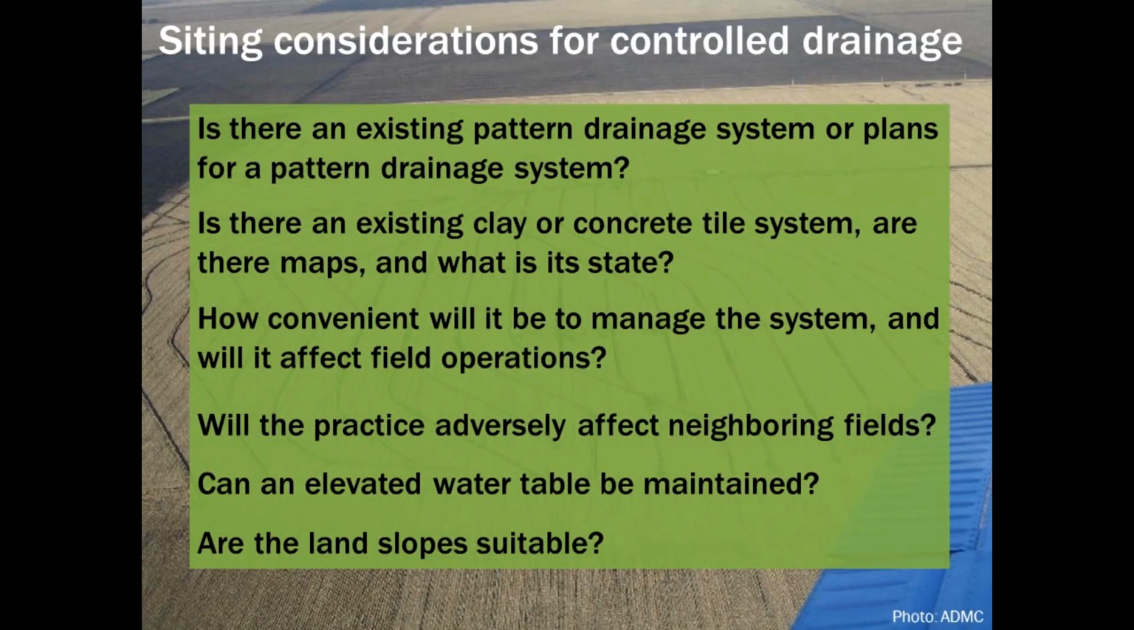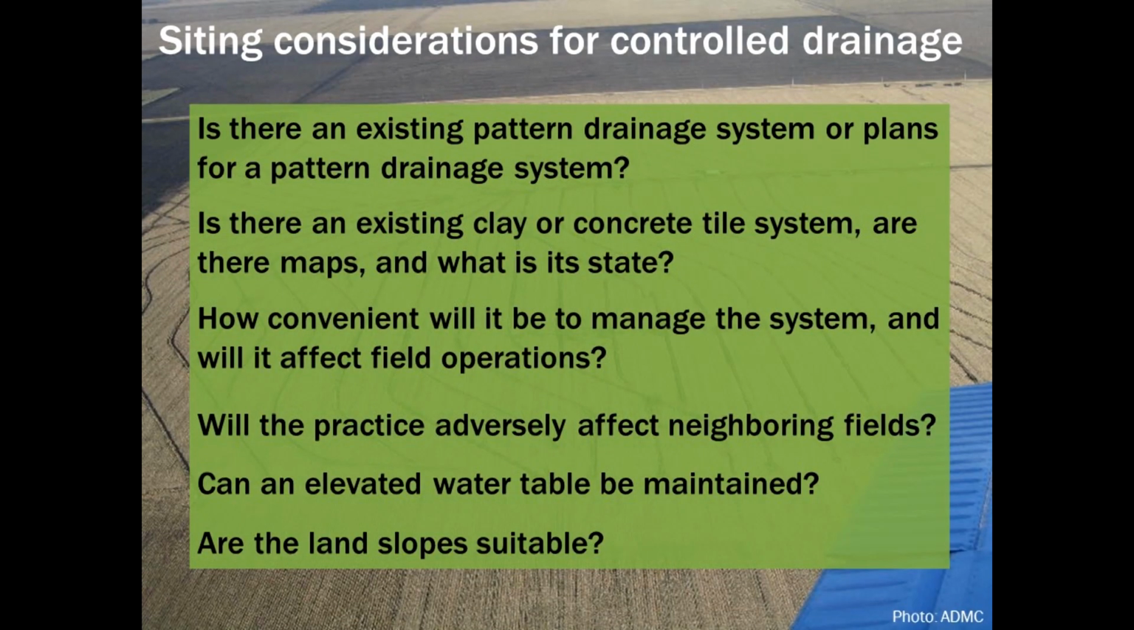Another consideration is what's the state of that existing system. Is it relatively new, or is this old, really old clay tile, old cement tile, concrete tile, and what kind of state is that old system in? So if we've got an older system that's not in the best of repair, putting controlled drainage in that may cause some other problems with that age of the system. So if we've got a good, relatively recent system in good repair, that's going to be a much better situation than a really old system that may be in need of some upgrades.